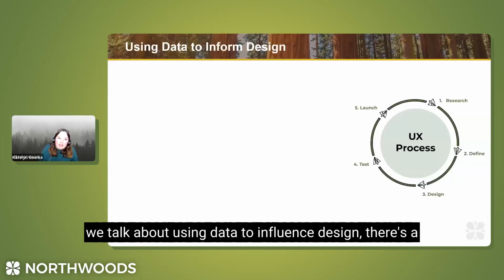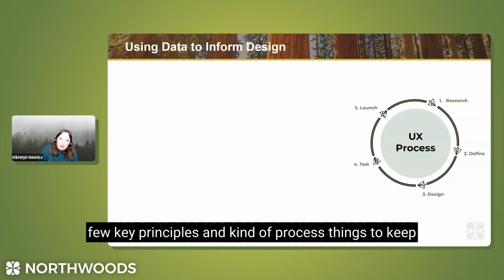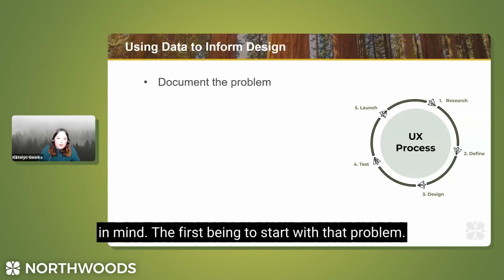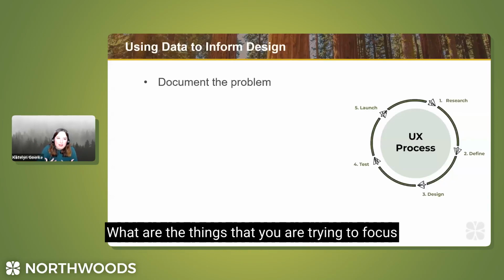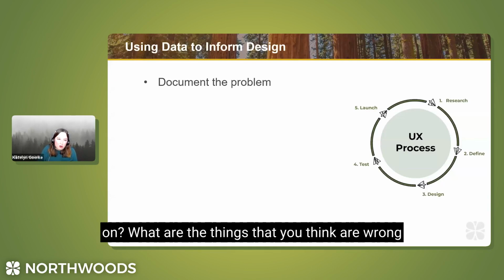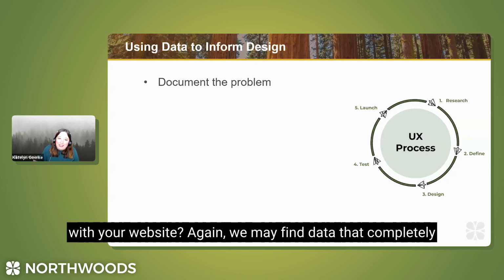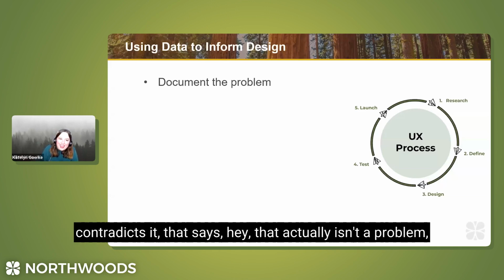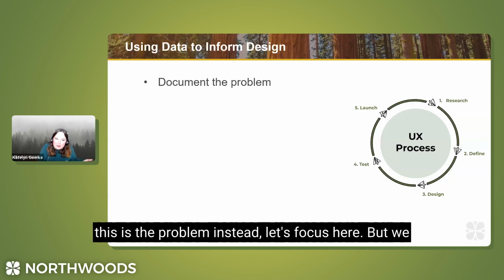So when we talk about using data to influence design, there are a few key principles and process things to keep in mind. The first is to start with the problem. What are the things that you are trying to focus on? What are the things that you think are wrong with your website? Again, we may find data that completely contradicts it, that says, hey, that actually isn't a problem. This is the problem instead.